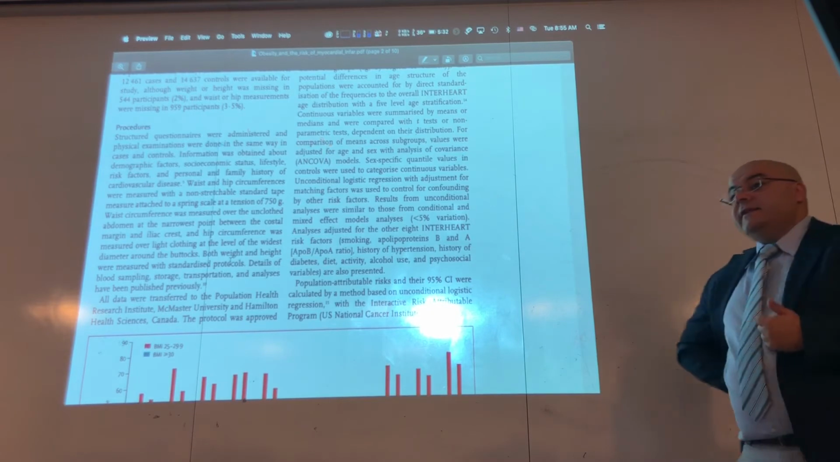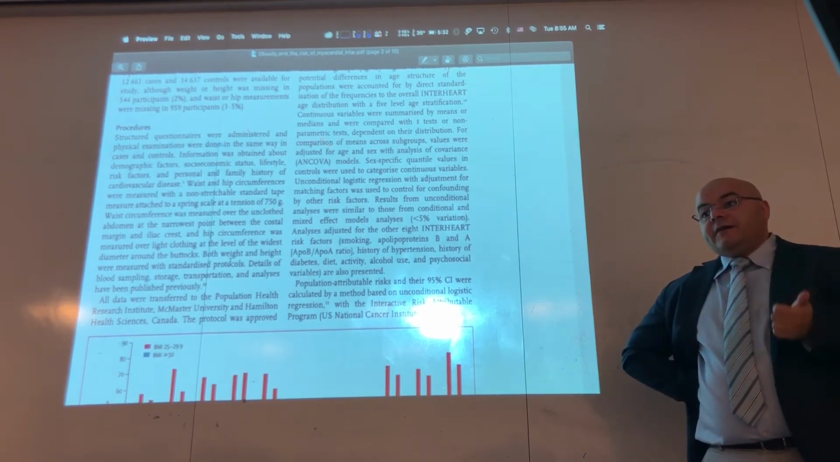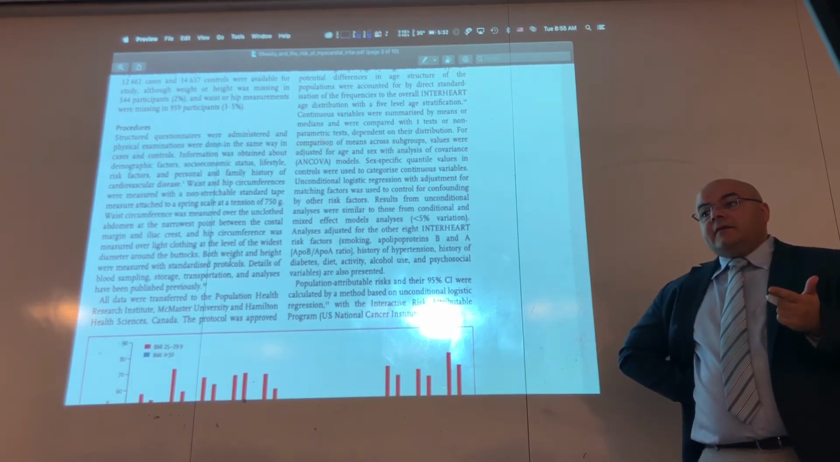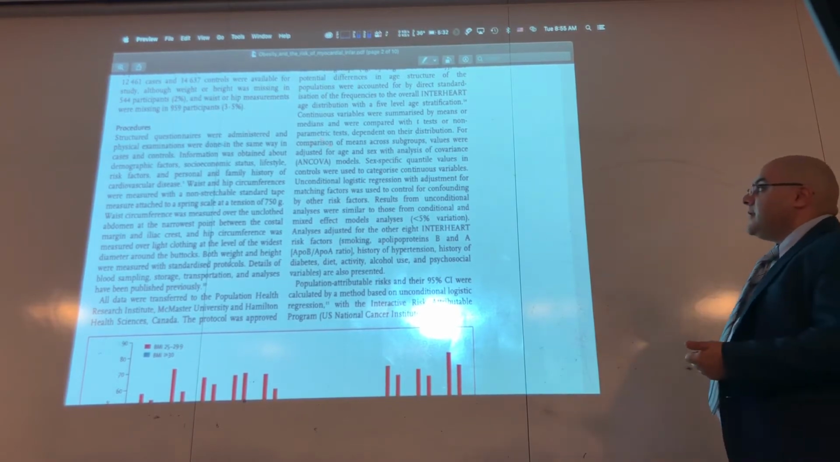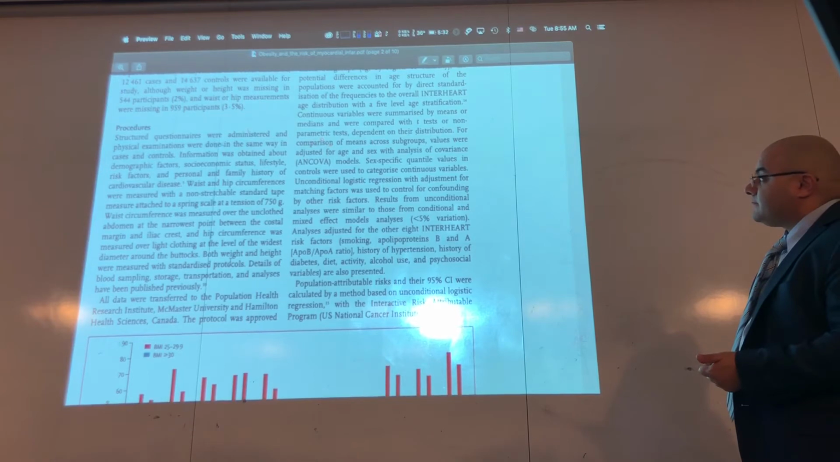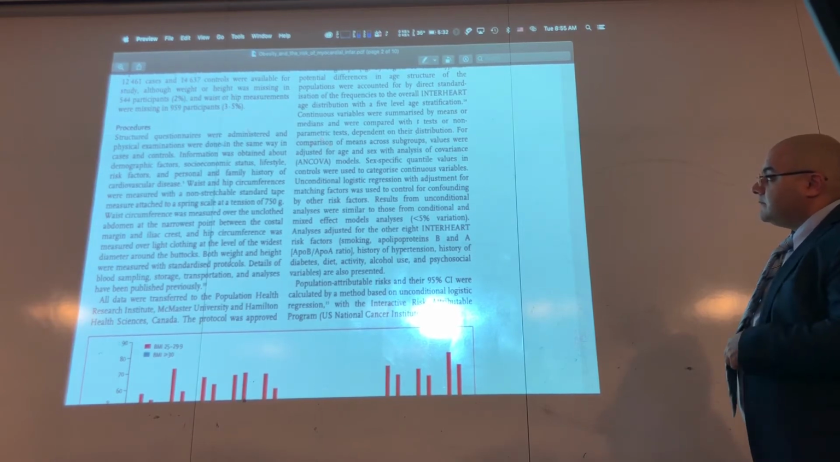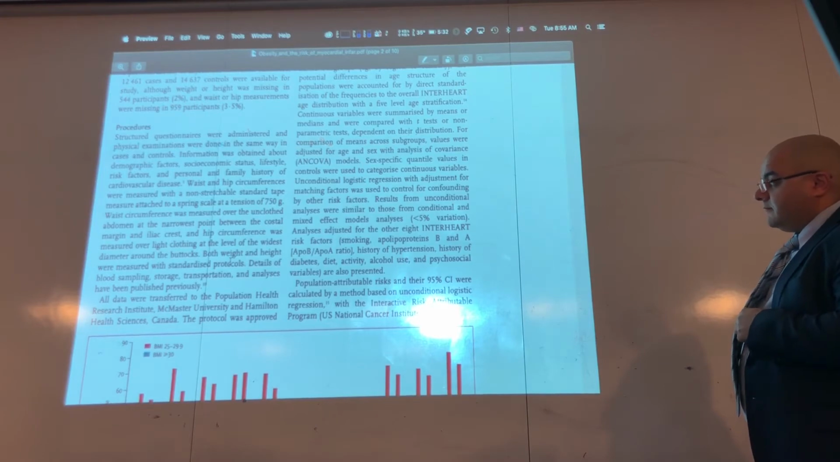So we said there are important things: person, time and place variables. What are the person variables? Demographic, lifestyle, family history, personal history, waist and temperature preferences. There are also height and weight, and some blood sampling, I guess.